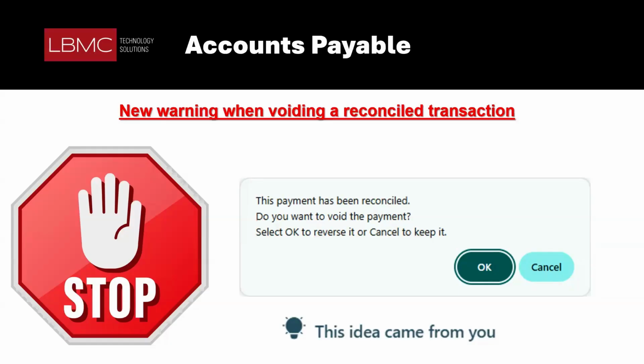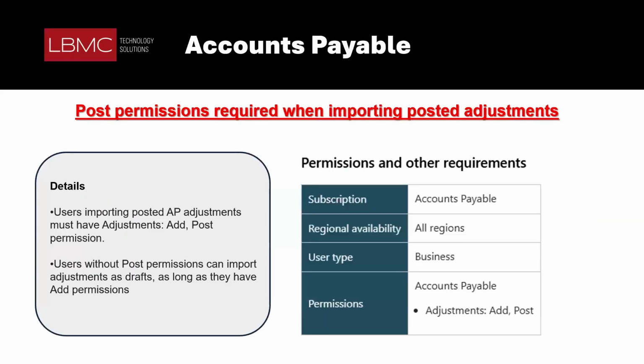Now, when you try to void a reconciled payment, and this can be a manual payment or an AP advance, Sage Intacct will notify you that the transaction has already been reconciled. This notification allows you to make an informed decision on whether to proceed, or it also allows you to cancel that operation if needed within the system as well. Now we have also new permissions with importing posted adjustments within the system.